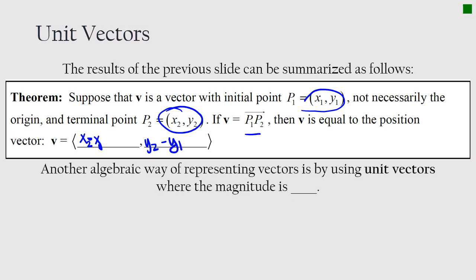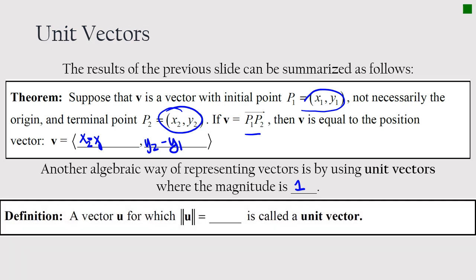Another algebraic way of representing vectors is by using unit vectors. Unit vectors are where you have a magnitude of 1. So a vector U for which the magnitude equals 1 is called a unit vector. And remember, this symbol stands for magnitude.